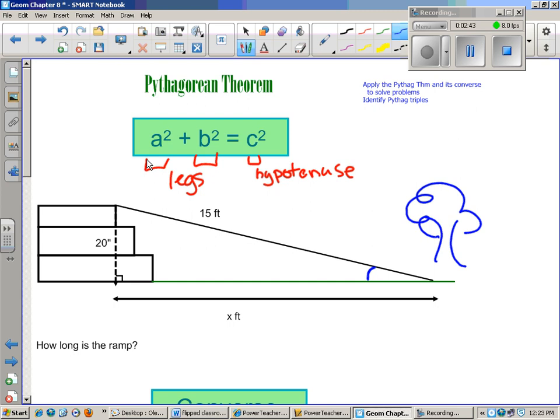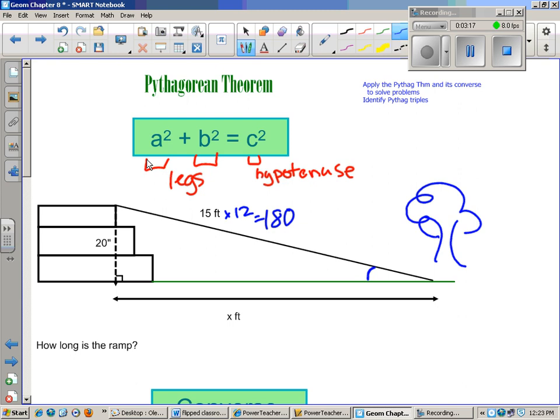So I used the Pythagorean theorem. I knew this was 15 feet. I knew this was 20 inches, and I just needed to see how many feet that was. So what would I have to do first here? Yeah, you have to convert the 15 into inches. So 15 times 12 would be what, 180? Okay, not 180 degrees, just 180 inches.